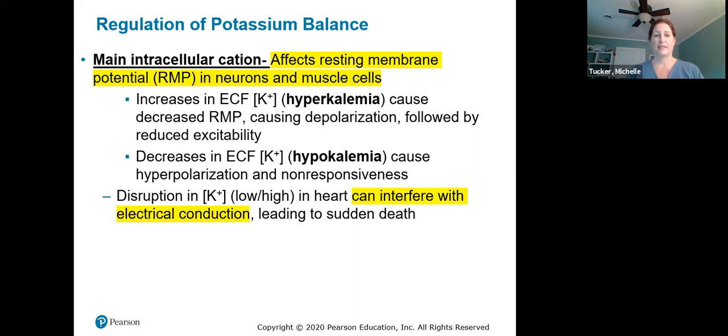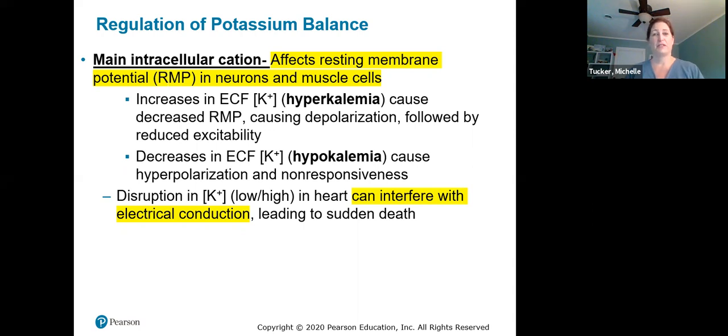So for potassium, calcium, and phosphate, the two items that you need to know for those three are: why is it important to regulate potassium? Why is it important to regulate calcium? Why is it important to regulate phosphate? As well as what hormone is the major regulator of potassium balance, calcium balance, and phosphate balance.